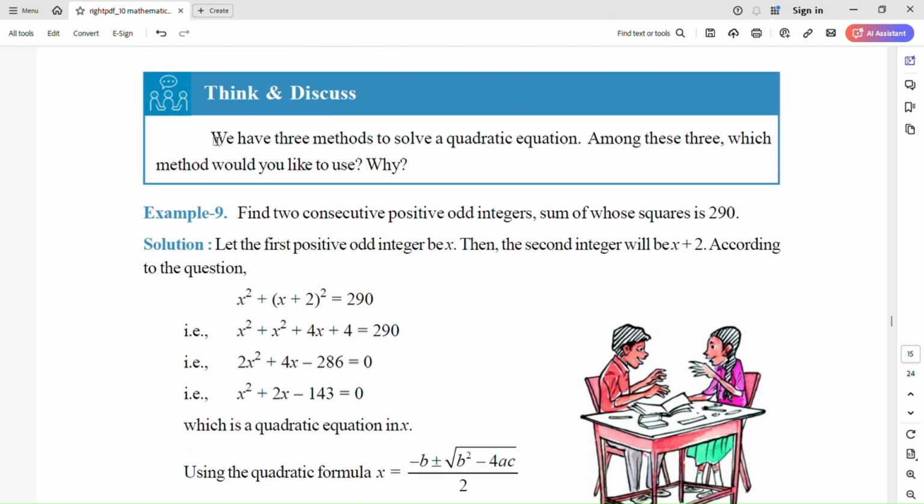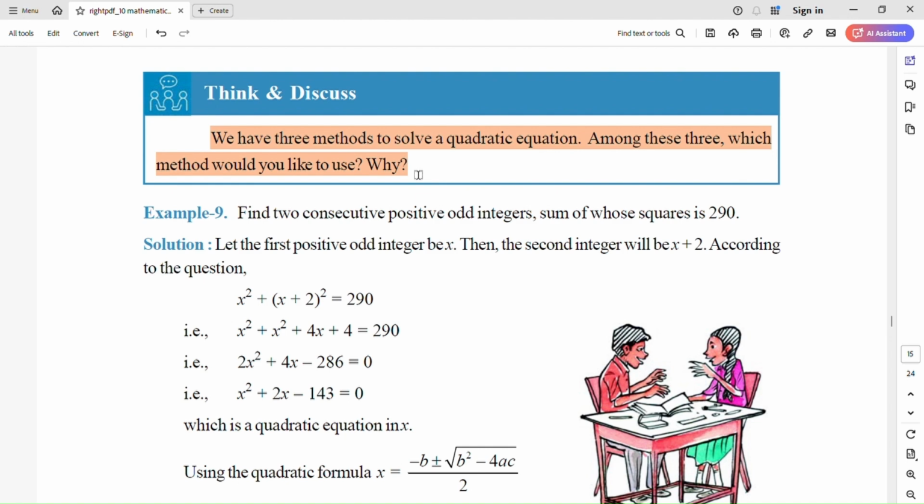Just look at this question here. We have three methods to solve a quadratic equation, right? The first one is factorization, the second one is completing the square, and the third is applying the quadratic formula. Which method is good and why? If you see the quadratic formula, it's a complex formula: minus b plus or minus square root of (b square minus 4ac) by 2a. So for simple equations where you can easily factorize, the best way is to factorize first. If it is easy to factorize, you factorize. If it is not possible to factorize, then go for the formula.